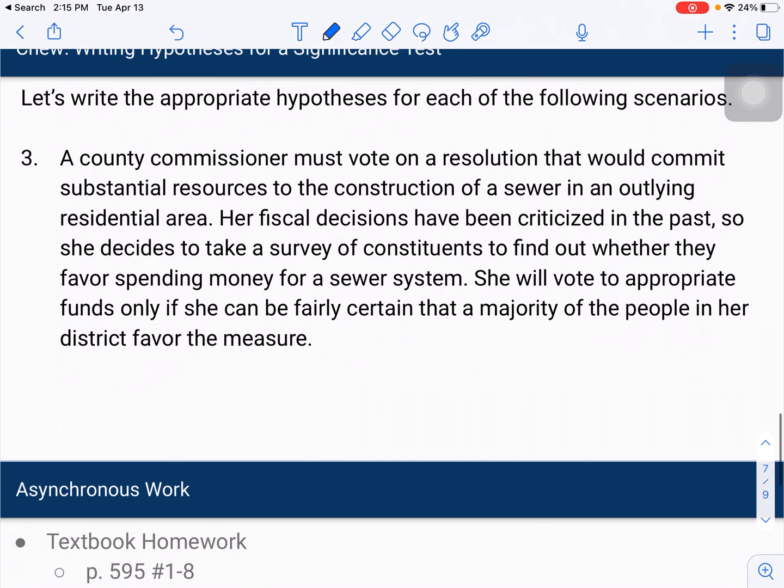Okay, so what we're doing here is, again, writing hypotheses. So I'm going to have a null and an alternative. In this case, I'm trying to show that a majority of people in her district favor the measure. So we have to know what that word majority means. Majority in this context will represent more than 50%, so greater than 50%. So in this case, we're looking at a proportion. So I'm going to go back to using P for my parameter. This is going to be the true proportion of people in the district that favor the measure.